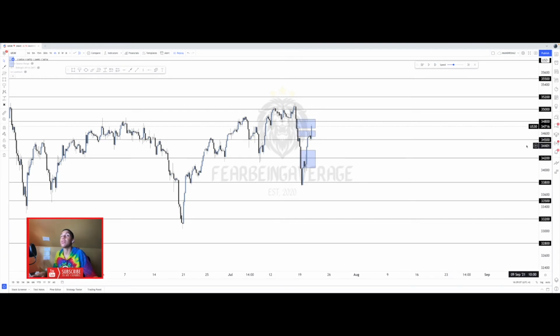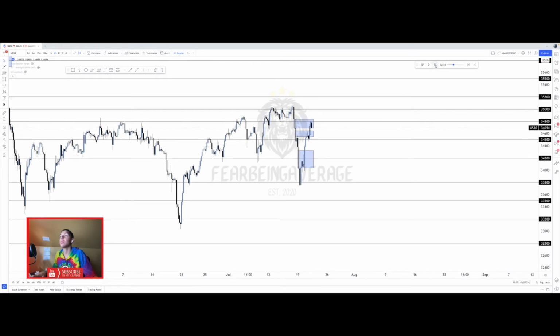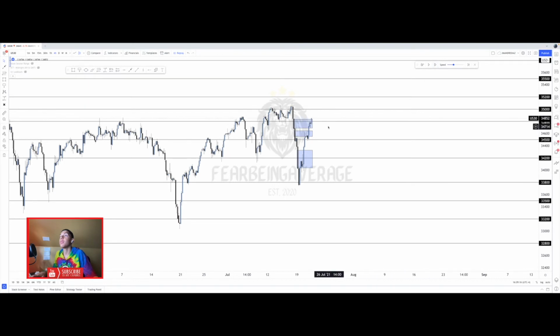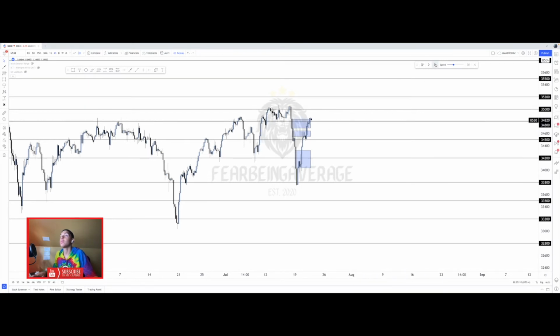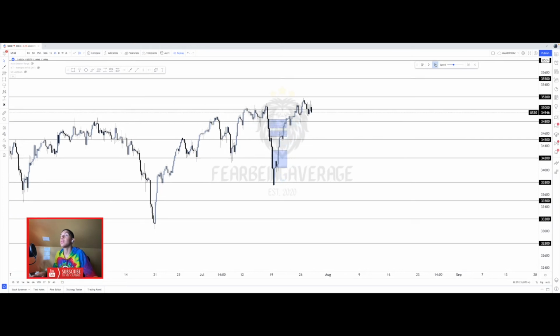Trades back down to 34,500. Then trades even higher to come into this last fair value gap. Trades to 35,000. Holds below. Fills it. Comes right through. Before doing what it's going to do. Potentially go higher. Just like that.